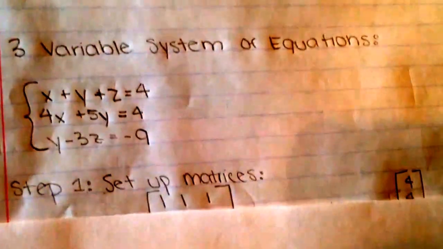Solve a three-variable system of equations using Cramer's rule. Alright, so our system of equations is x plus y plus z equals 4, 4x plus 5y equals 4, and y minus 3z equals -9.